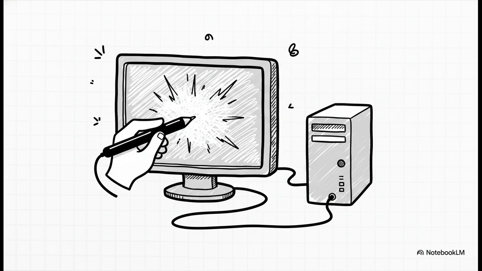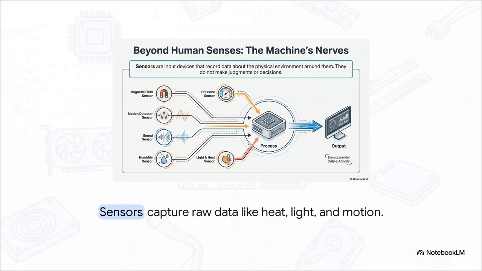How cool is that? But input goes way beyond human touch. Sensors act as the machine's nerves. We have magnetic field sensors, motion detectors, sound sensors, humidity, light, and heat sensors. The absolutely crucial point here is that they just capture raw environmental data without making any judgments or decisions. They feed these real-world physical properties straight into the system for processing.